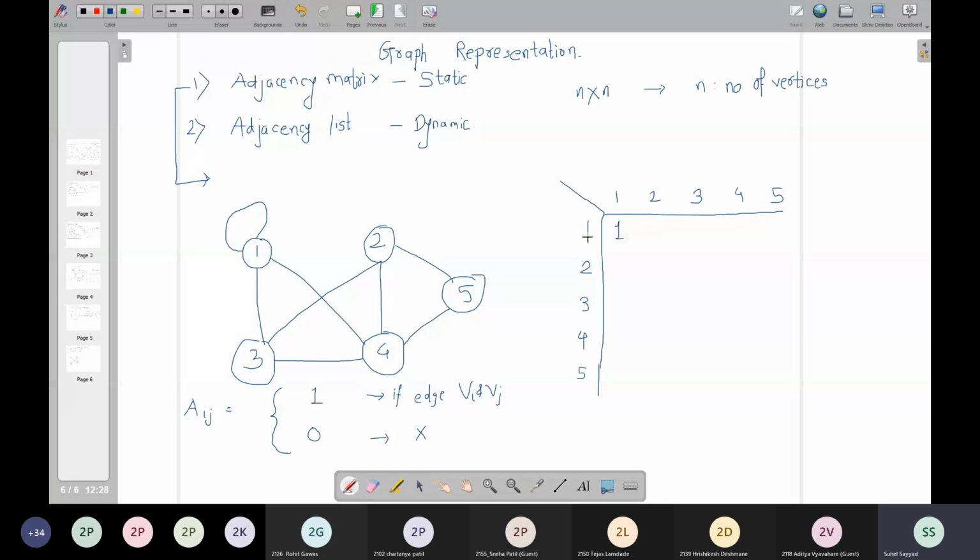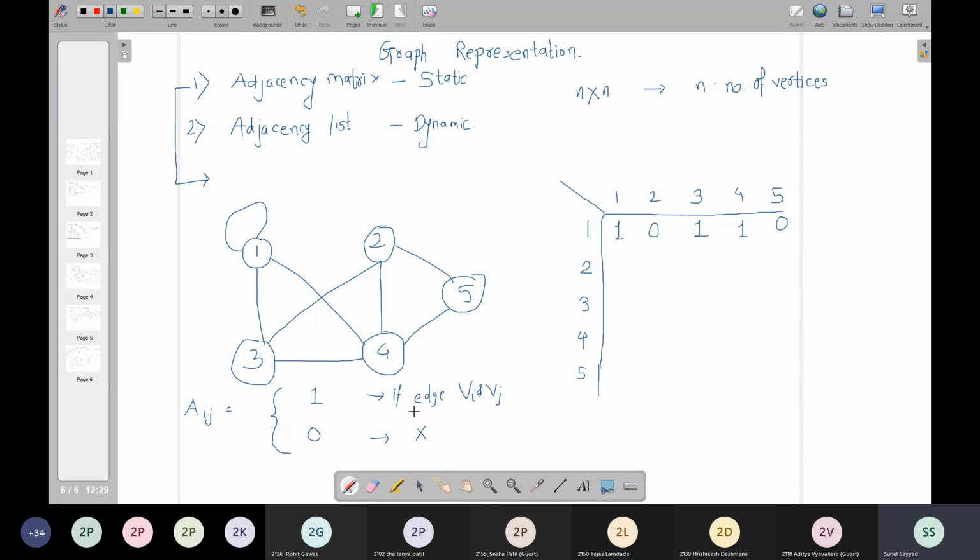Then next, whether there is an edge between 1 and 2? Can anyone tell me whether there is an edge between 1 and 2? No, sir. So this will be 0. Whether there is an edge between 1 and 3? Yes. So this will be 1. Between 1 and 4? Yes. So this will be 1. Between 1 and 5? No. So this will be 0.